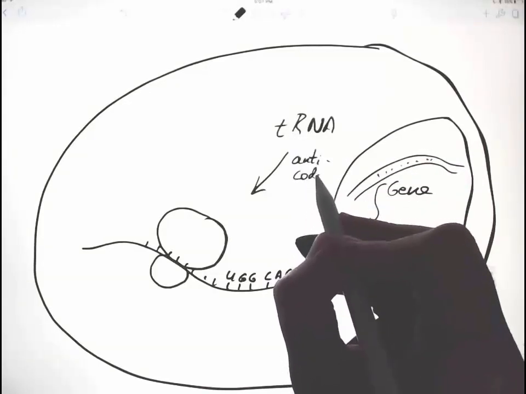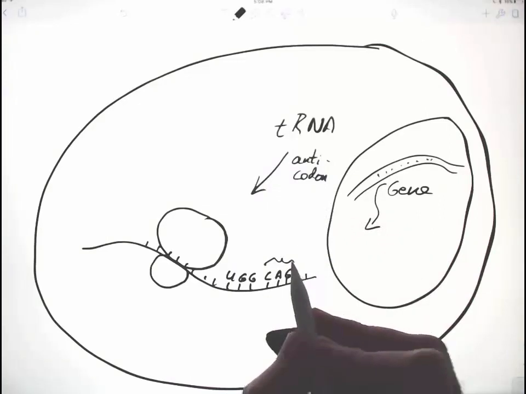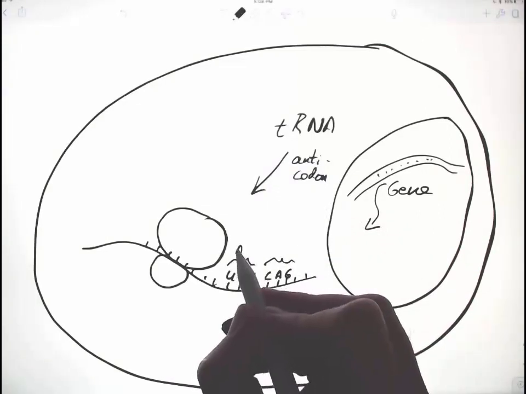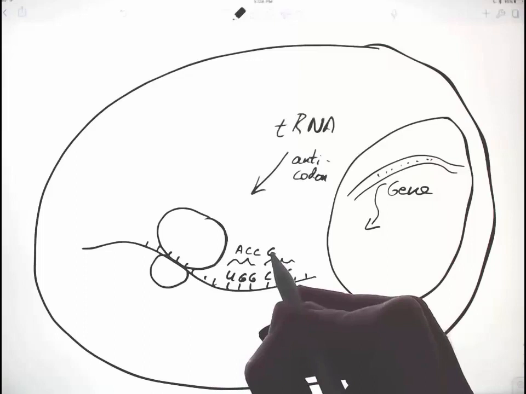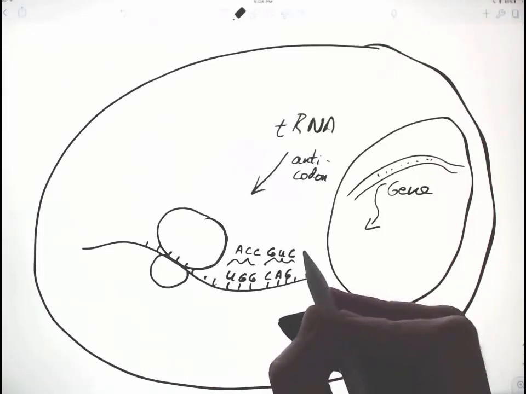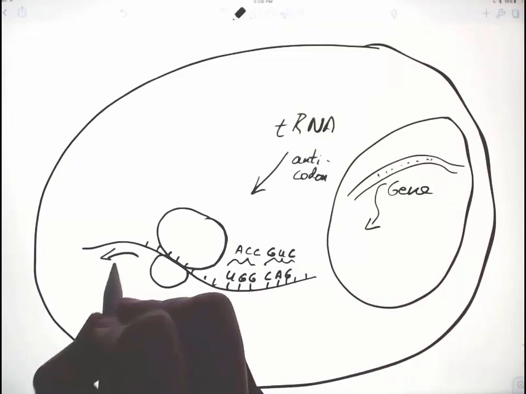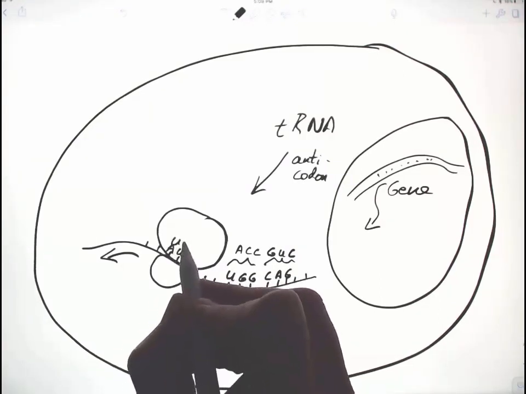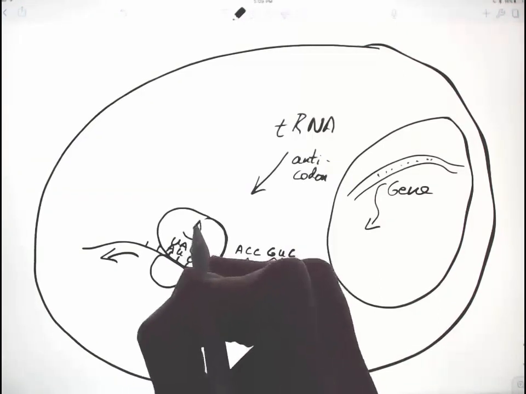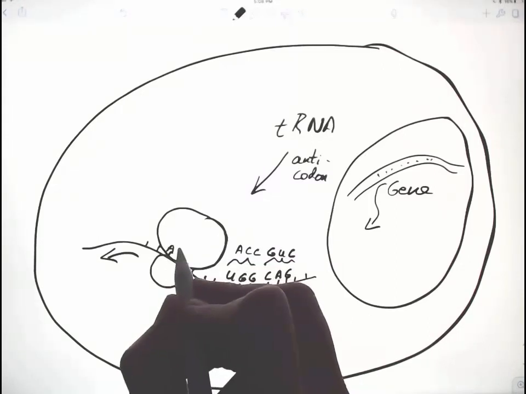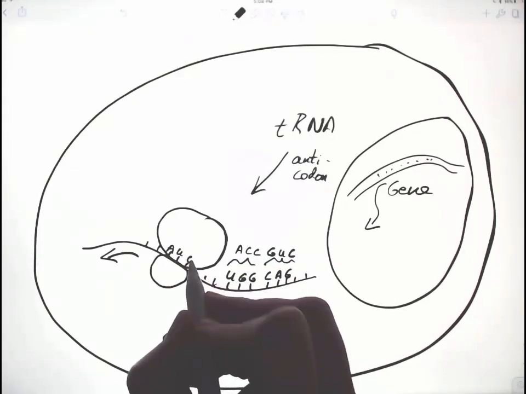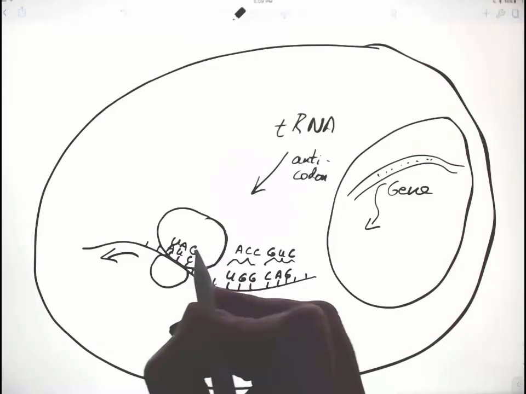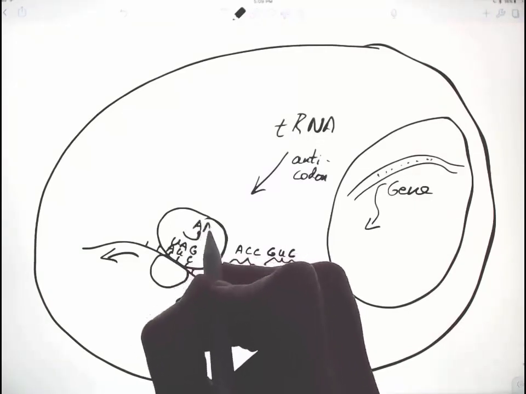that has complementary bases to our codons here, an ACC and a GUC. As the messenger RNA strand goes through, each codon is matched to an anticodon with an amino acid attached. If this was AUC, the match would be UAG, and there would be an amino acid attached.